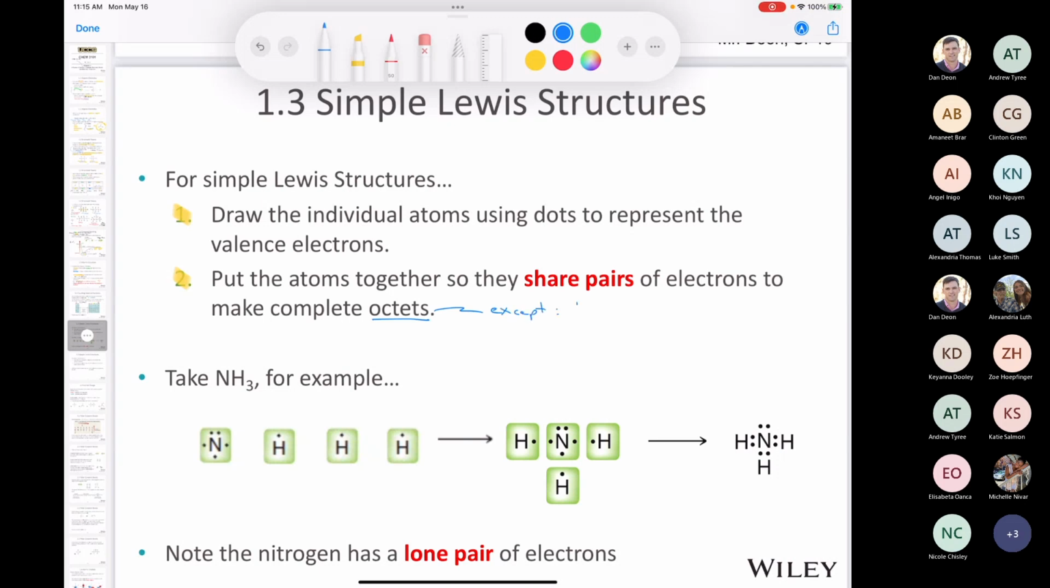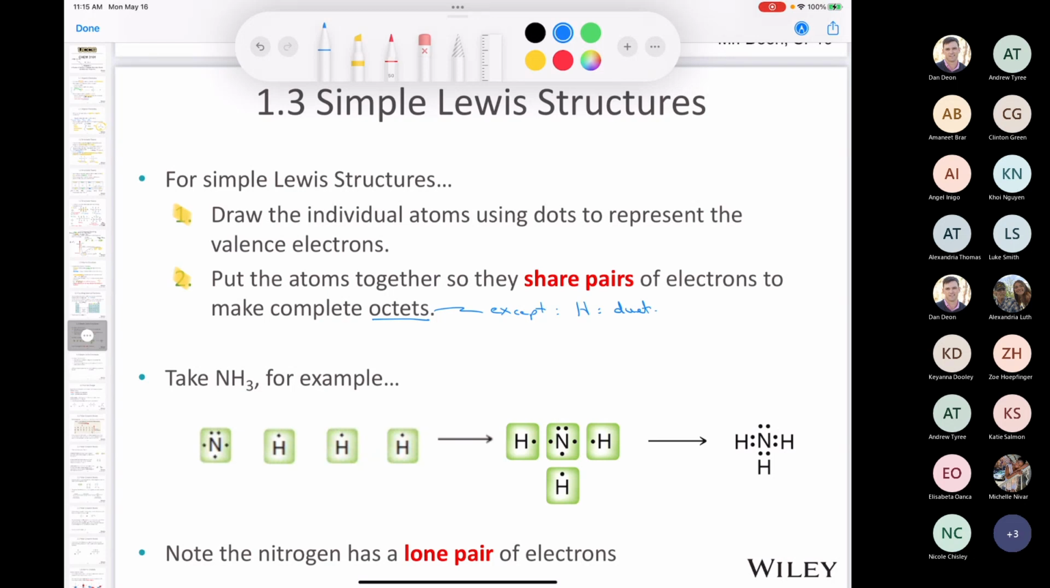There is an exception to the octet rule: hydrogen, which only needs a duet of electrons. It only needs to be surrounded by 2 electrons because it only has the 1s orbital available to it. Hydrogen can only ever form 1 bond. No exceptions to that rule.